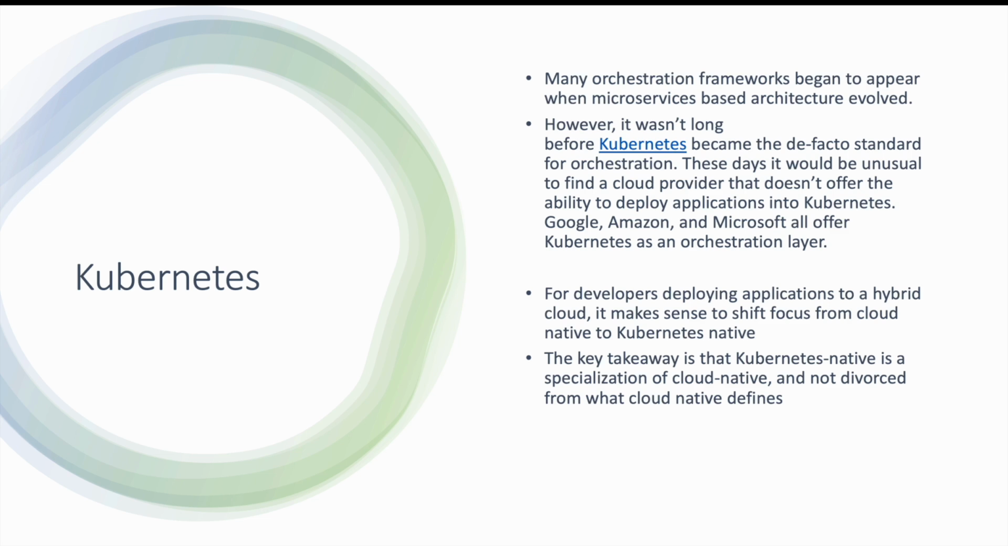These days, it would be unusual to find a cloud provider that doesn't offer the ability to deploy applications into Kubernetes. Google, Amazon, and Microsoft all offer Kubernetes as an orchestrator. Yes, obviously with some kind of customization on top of the open source Kubernetes. For developers deploying applications to a hybrid cloud, it makes sense to shift focus from cloud native to Kubernetes native. That is, Kubernetes native has become synonymous with cloud native because of all the features Kubernetes offers. That we'll see in detail in the upcoming slides.